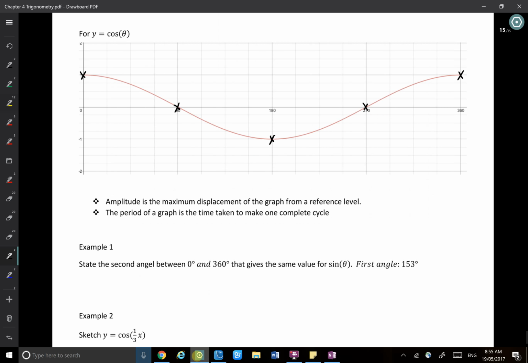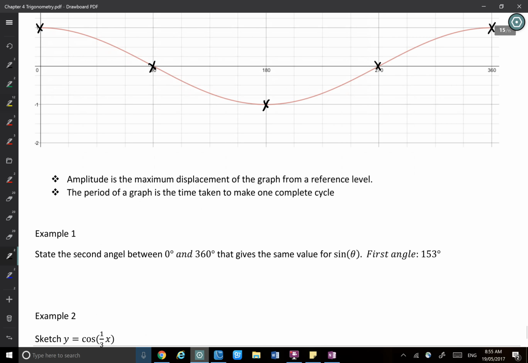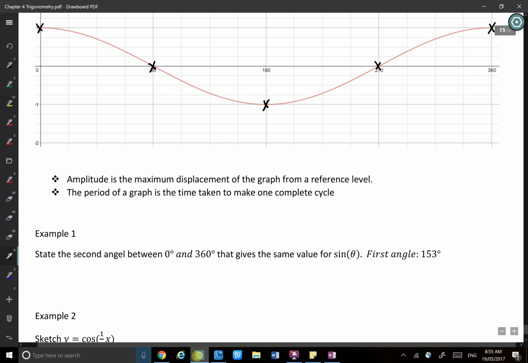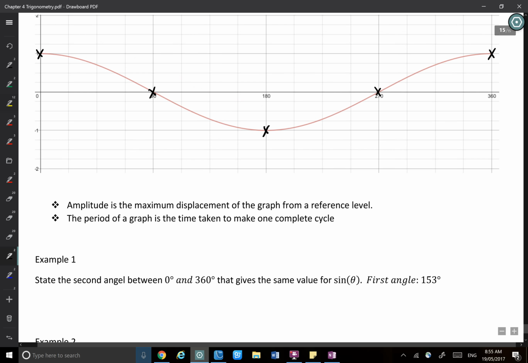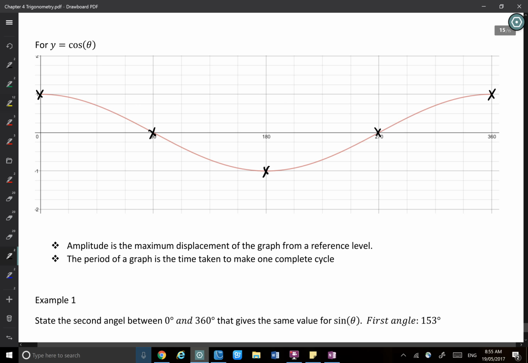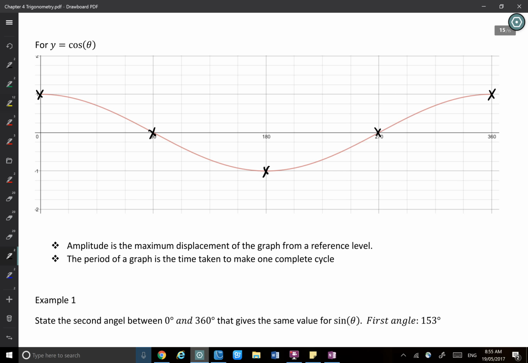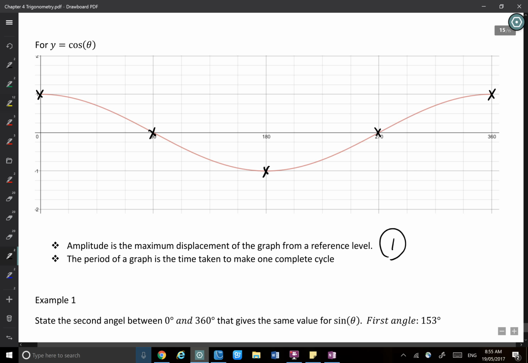So what is the amplitude? Amplitude is the maximum displacement of the graph from a reference level. What's the reference level? The reference level is 0, the middle of your graph. Then from the middle of the graph, go to the maximum of the graph. What's the displacement from 0 to the maximum? 1. So the amplitude is just 1 for both graphs.